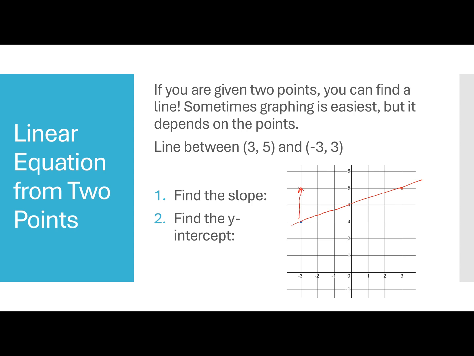So my slope here, it goes up 2 and it goes over 6. So my slope is 2/6 or 1/3 if I simplify that. My y-intercept looks like it goes right through 4. Let's just double check using that 1/3. It goes up 1 over 3. Yes, agreed. It goes right through 4. So my equation here is y equals 1/3 x plus 4.